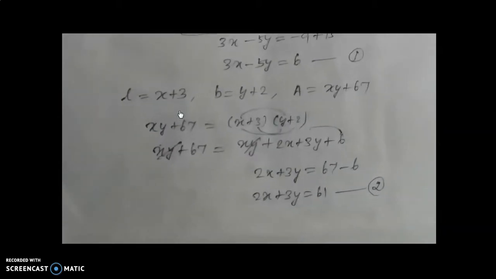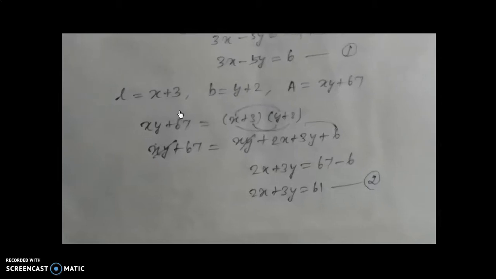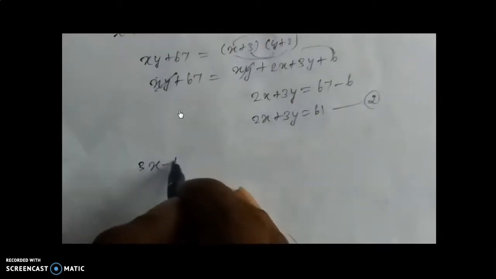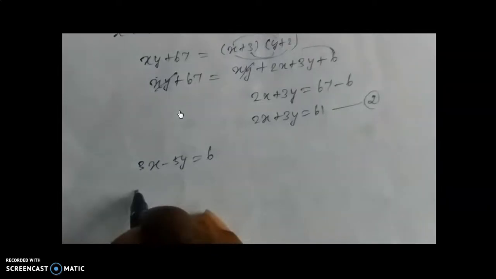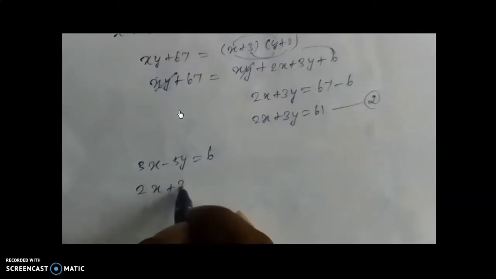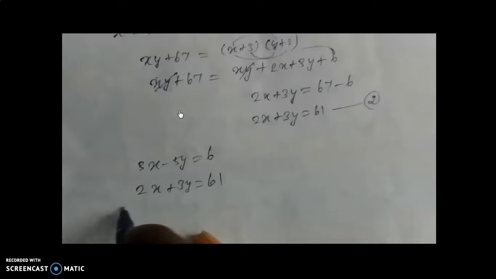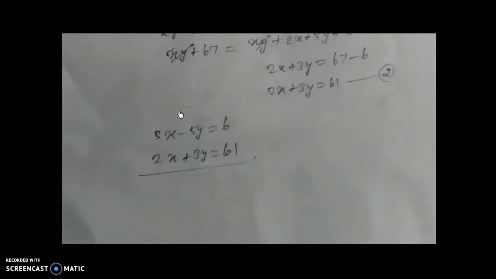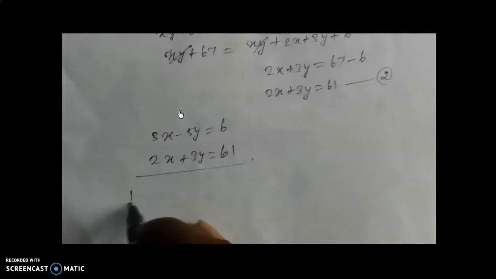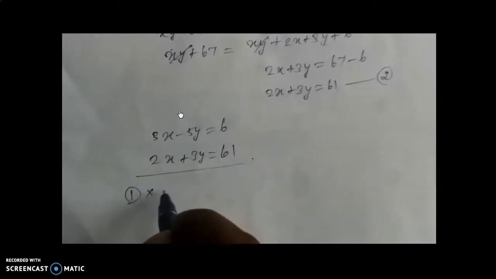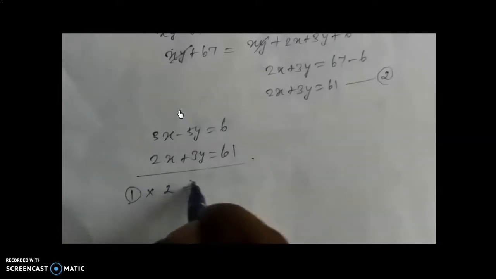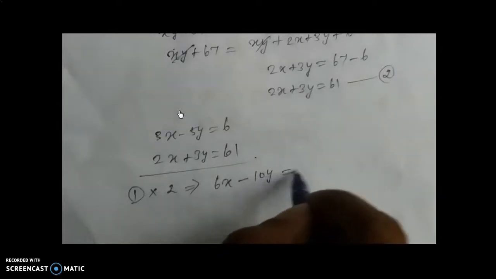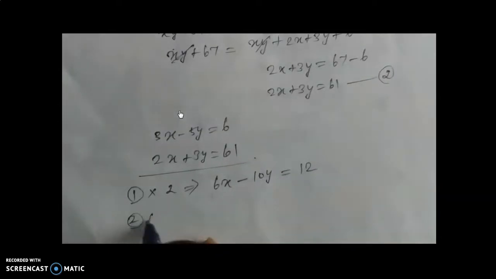So now we got equations 1 and 2. Next we are going to solve these two equations by the elimination method. The first equation is 3x minus 5y equals 6, and the second equation is 2x plus 3y equals 61. Now I am going to eliminate the variable x, so I convert the coefficients of x into the same. So I am going to multiply equation 1 by 2, which implies 6x minus 10y equals 12, and equation 2 by 3.